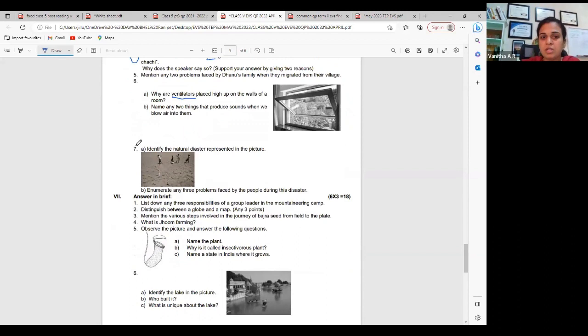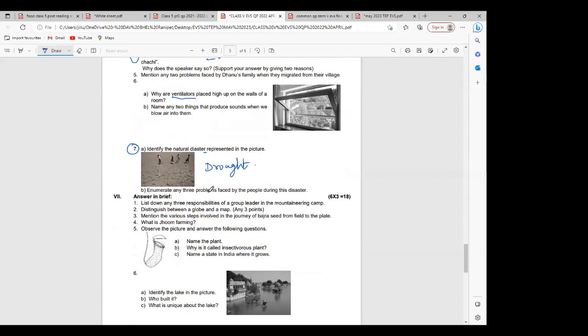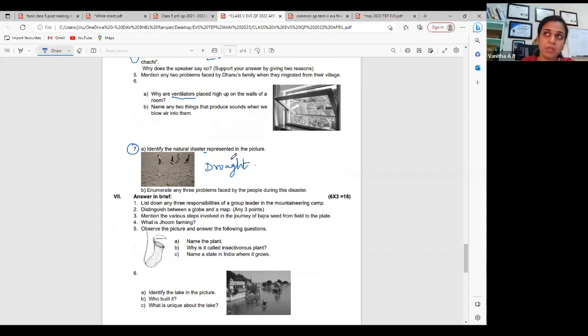Okay, so if you see here, 7th question: identify the natural disaster represented in the picture. It is drought. Famine? No, ma'am, famine is something which is a lack of food. Drought, of course, leads to famine. This picture is taken from the book. It is a book reference picture.